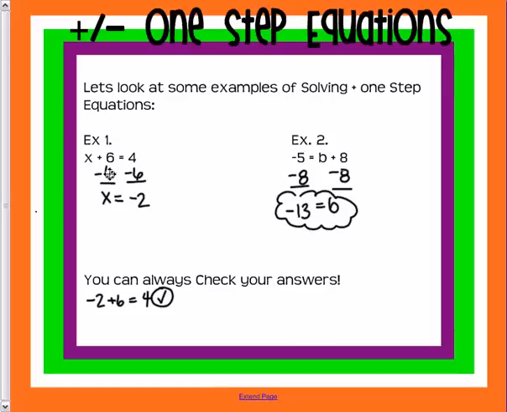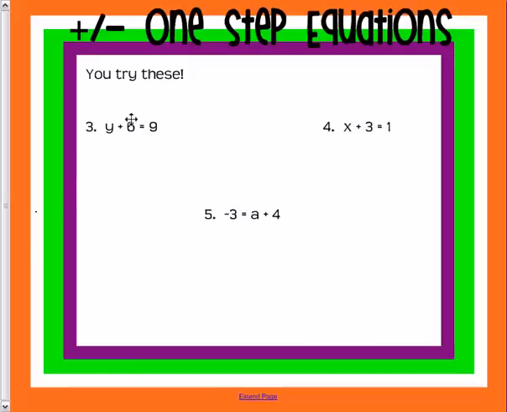Now I can plug it back into the equation just like I did with the negative 2 and see if it works. Okay, so negative 13 plus 8 gives me a negative 5. So it works. Okay, so you try these. Go ahead and pause the video. I'll be back in just a second to show you the answers.